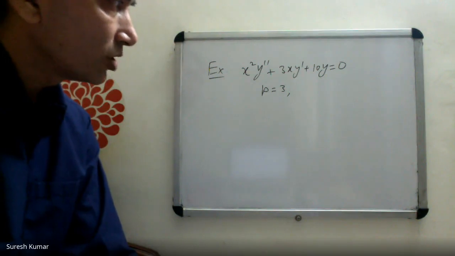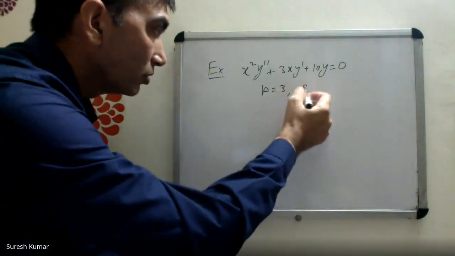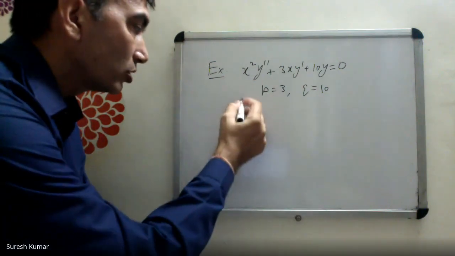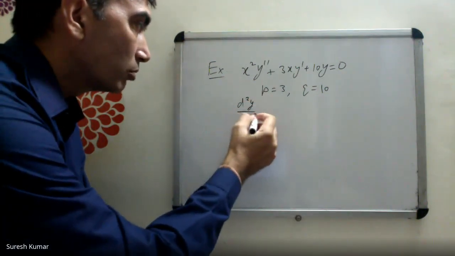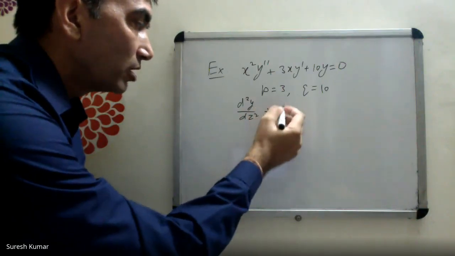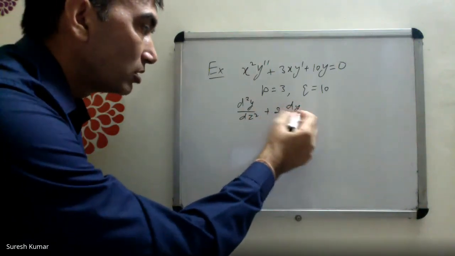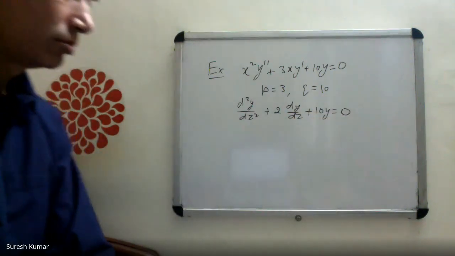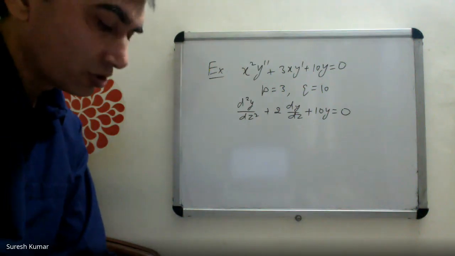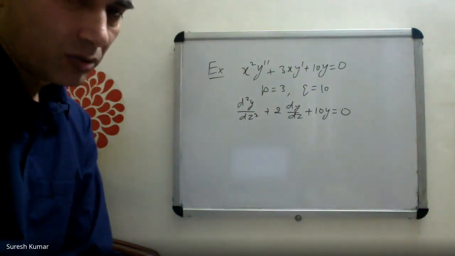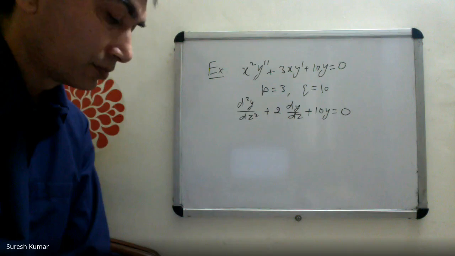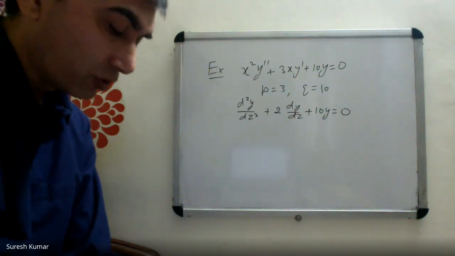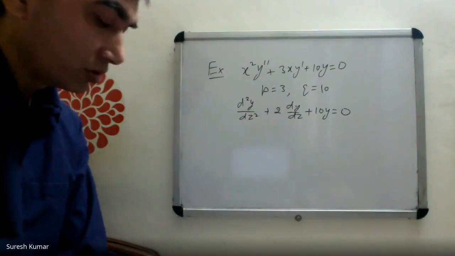If you compare with the general one, P is 3, Q is 10. So the transformed equation would be d²y/dz² plus (P minus 1) times dy/dz, that is 2 dy/dz, plus 10y equal to 0. Now it is an equation with constant coefficients. We can solve it. And finally, don't forget to replace x equal to e power z.